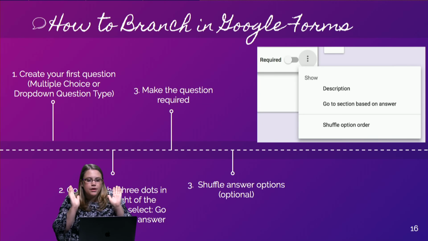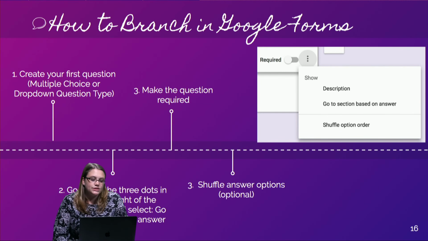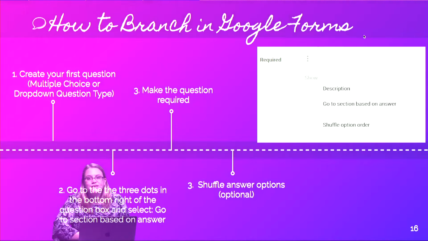Okay, so let's look at our steps that we just completed. We started by creating our first question, which had to be a multiple choice or a drop down question. And then we went to those 3 dots, and you can see them.